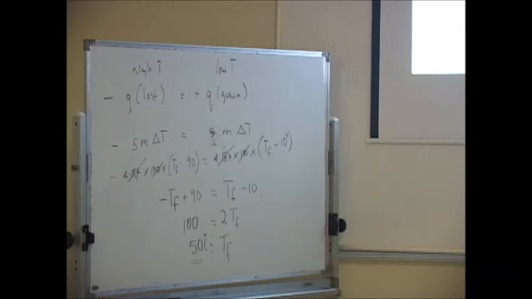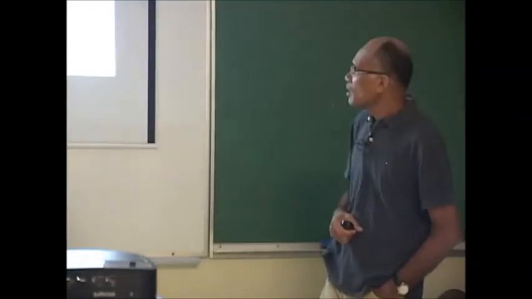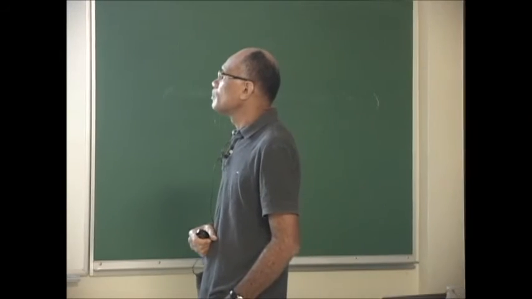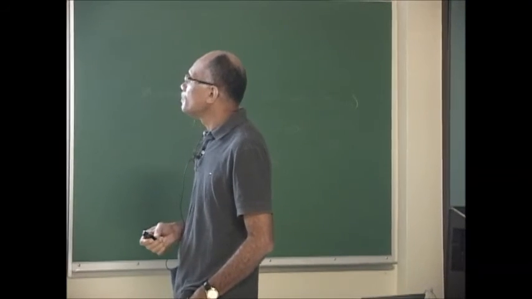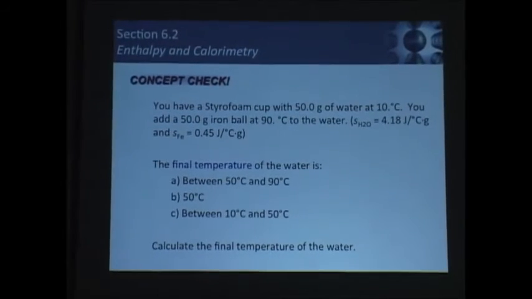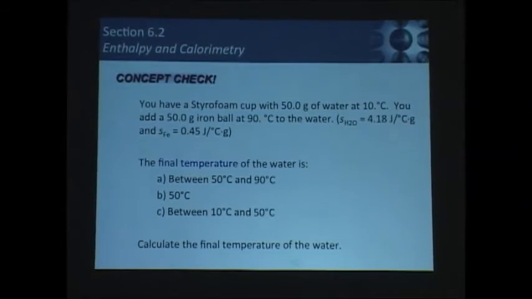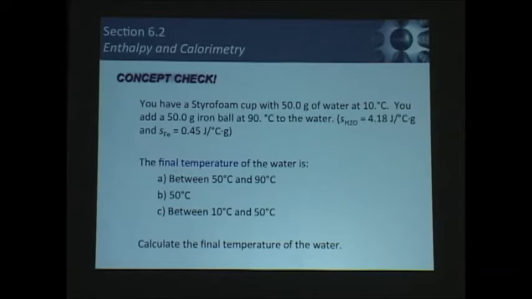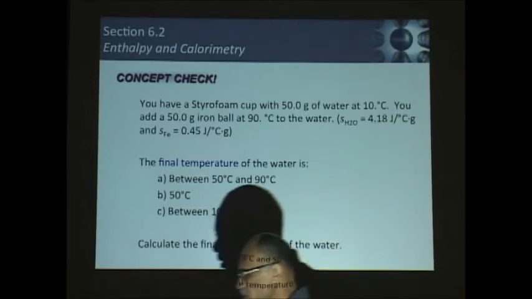Now let's look at an example. Here you have a styrofoam cup with 50 grams of water at 10 degrees Celsius, and you have 50 grams of iron at 90, and you add the two together. So you add iron into water, and you're given the specific heat capacity of water and iron. Calculate the final temperature.